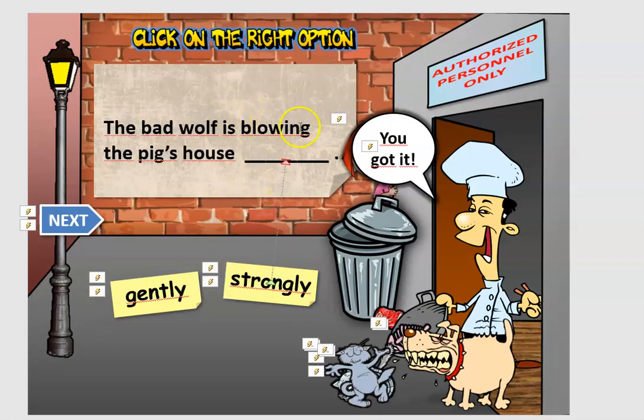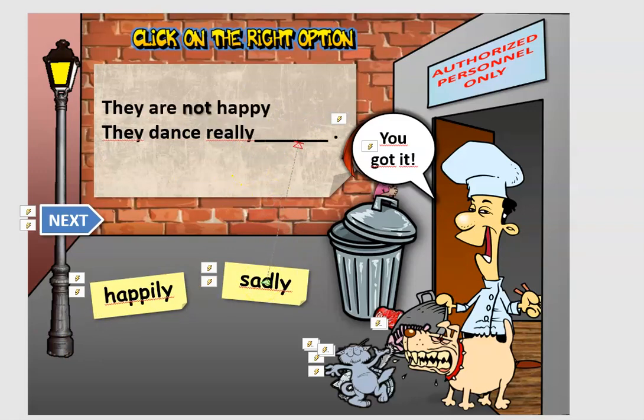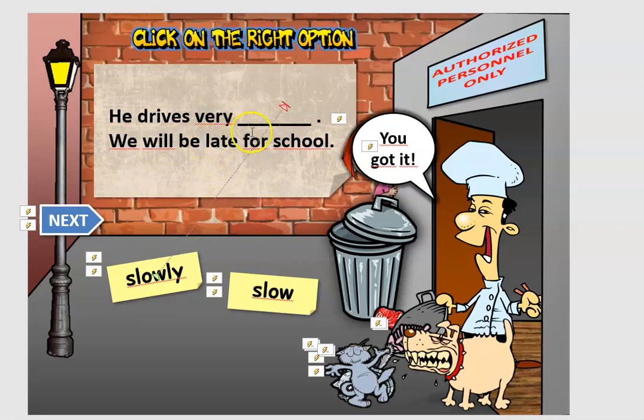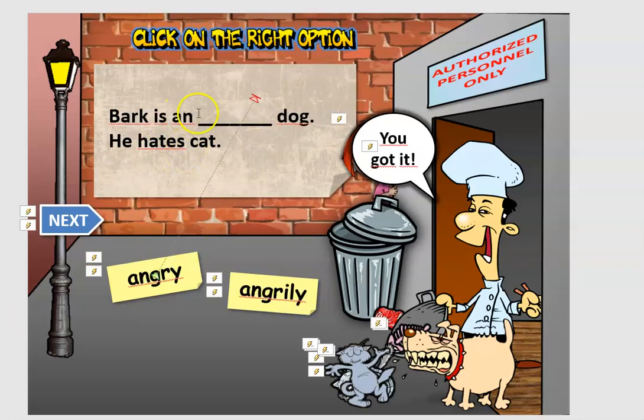Then let's go to the next one. The bad wolf is blowing the pig's house. How is the bad wolf blowing? Strongly. The next is the baby is crying. Lift the baby gently. Next is he drives very slowly. We will be late for school. Buck is a dash dog, is an angry dog, and he hates cats.